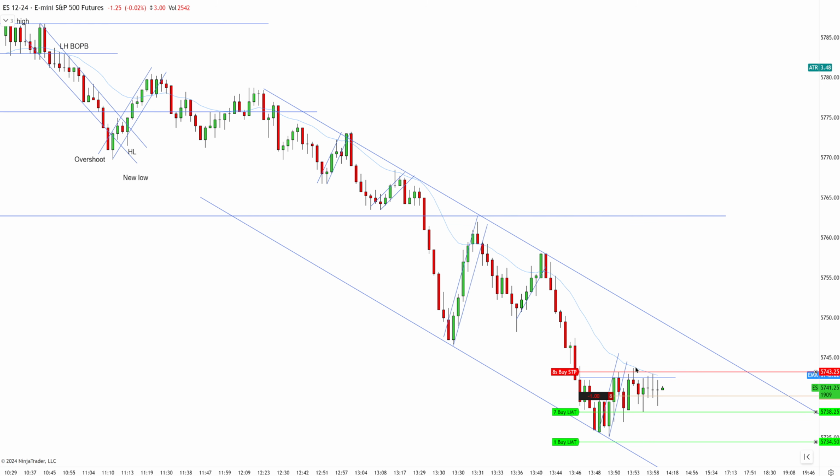We have a triple test. EMA keeps rejecting. I'm scalping 2 points with 7 contracts, leaving 1 contract as a runner in case the market keeps going lower. We need a few more ticks. Come on. And we got filled.